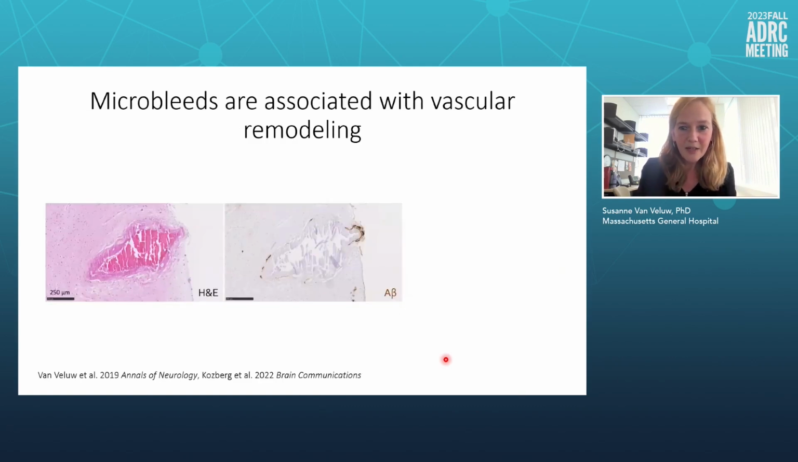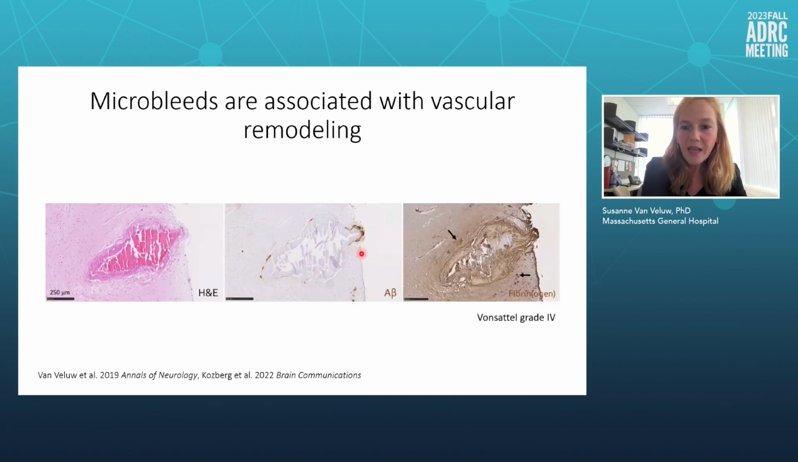And indeed, when we look in these areas at other vessels that are still intact but are associated with high microbleed numbers in these cases, we see that they are strongly associated with these types of vessels that have undergone remodeling. So here's an example of a remodeled vessel where we see abnormal thickening both of the wall and of the vessel lumen. And we see loss of amyloid beta from the vessel wall at this particular site, and early signs of blood-brain barrier leakage in the form of fibrinogen extravasation through the vessel wall that is then taken up by perivascular inflammatory cells. And this is indicative of a von Sattel grade 4 vessel that we see in CAA.